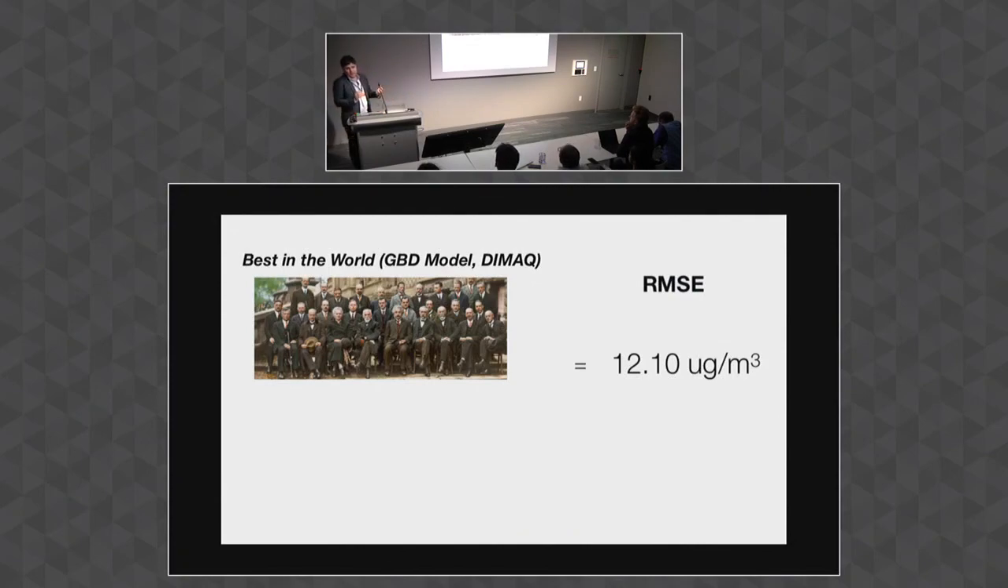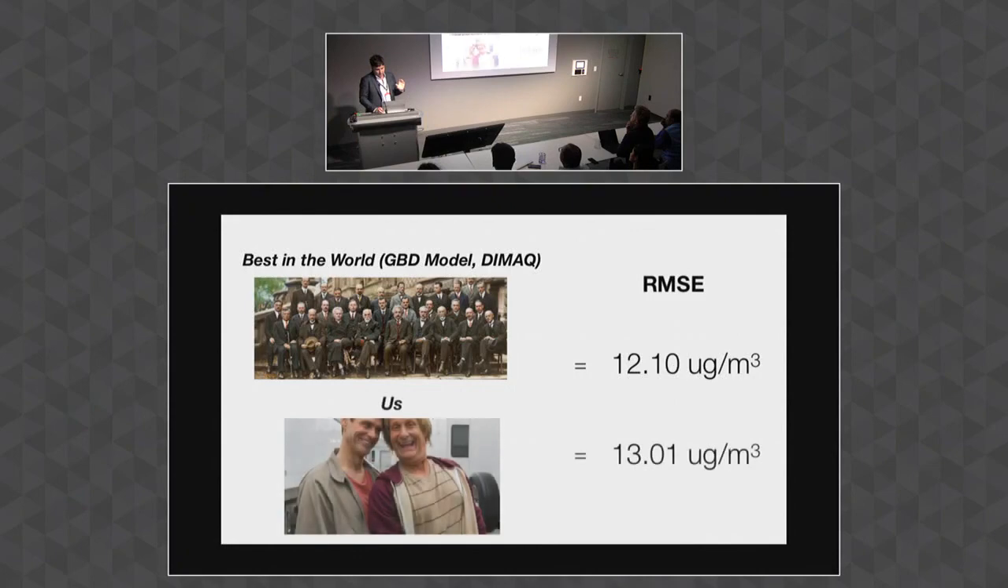So how do we compare to the best in the world? The best model now for estimating ground level PM2.5 is the Global Burden of Disease model. On average, it is 12 micrograms per cubic meter off the true value. So we're not quite as good, but we're surprisingly close, because there's a lot of complicated things that go into the GBD model: aerosol optical depth, chemical transport models, ground level population data. Our input is just a picture.